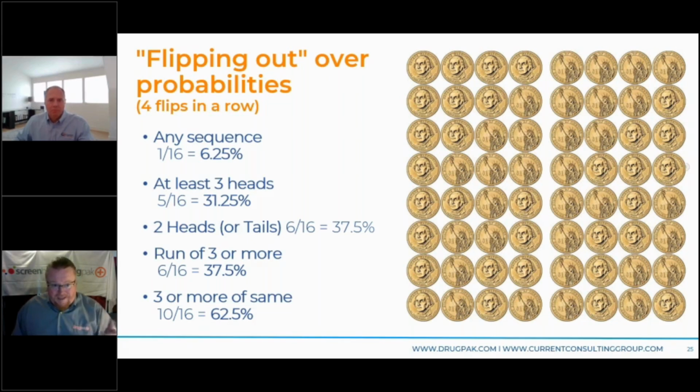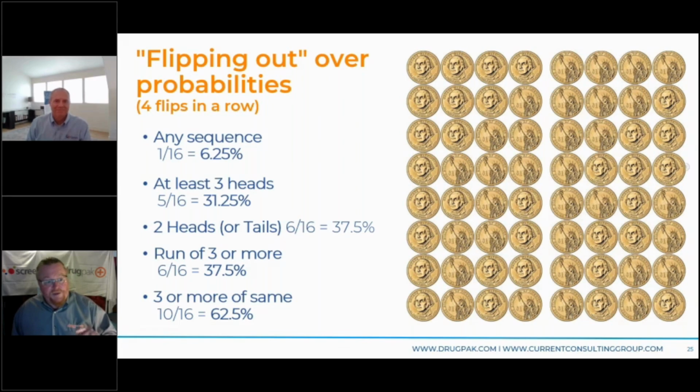It could be heads, heads, heads, heads, heads, heads, tails, heads, heads, tails, tails, tails, tails, heads, heads, etc. There are 16 possibilities. The odds, or the probability of any one of these sequences happening is about 6%. But the probability of getting at least 3 heads is 31%. I find that a little surprising.